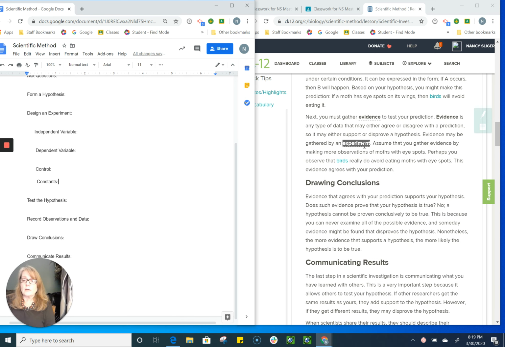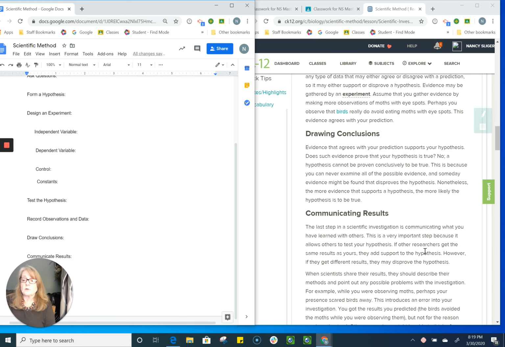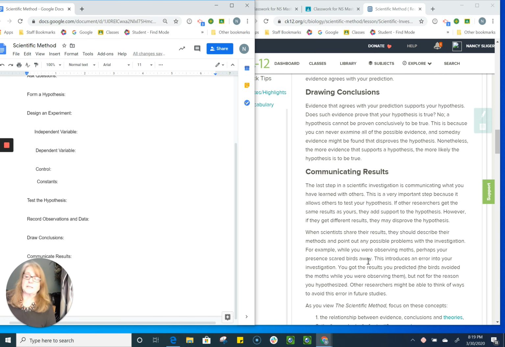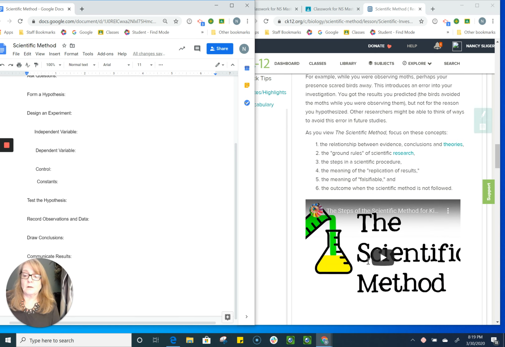And then they talk here about the experiment. They talk about drawing your conclusions. And then another step is communicating results, which is sharing with the scientific community what you've learned. A lot of times that's in terms of a research paper, or you may have results published online. It used to be published in magazines, but we don't have many of those anymore. Okay. All right.